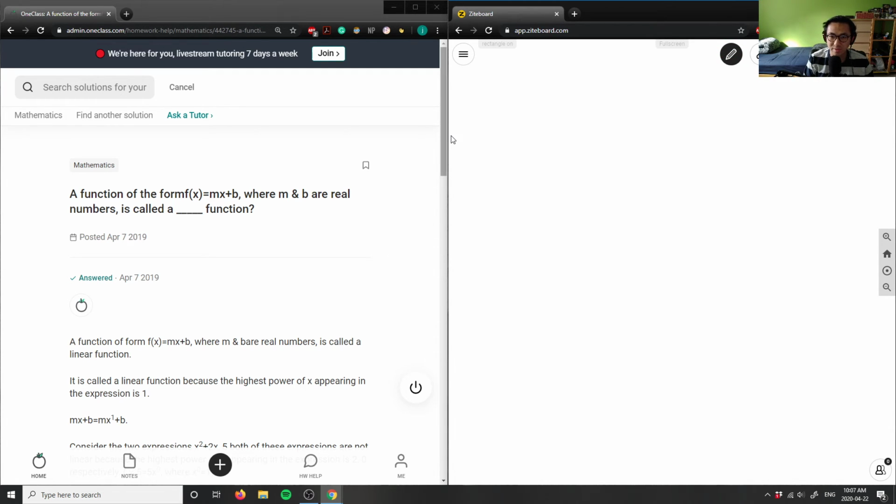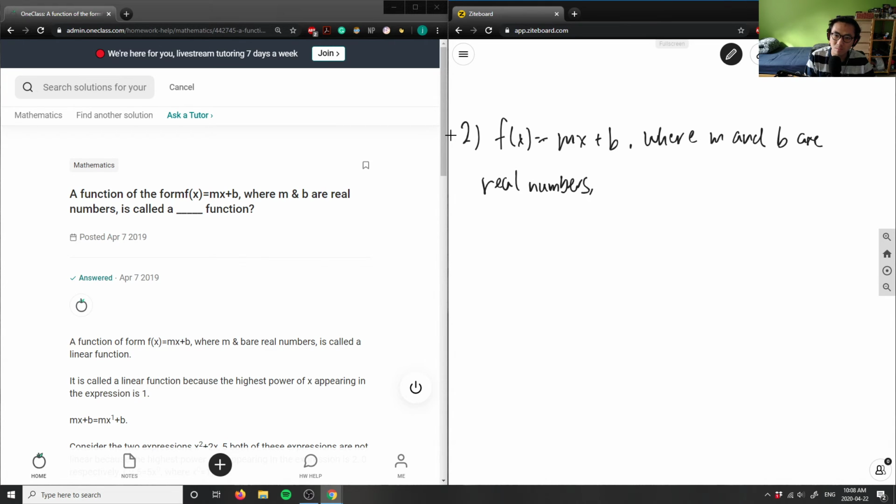Okay, so question 2 states that a function of the form f of x equals mx plus b, where m and b are real numbers, is called the what function? So if you have the form f of x equals mx plus b, where m and b are real numbers, what function is it?